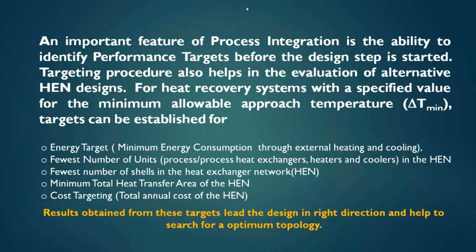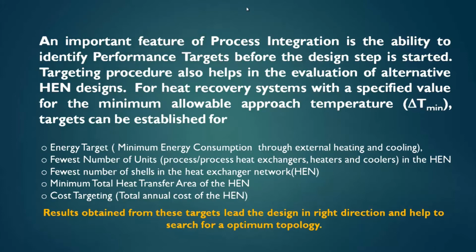The second target is the fewest number of units. Pinch analysis also helps to find out, before the design, what will be the number of units in the heat exchanger network. These units include process heat exchangers, heaters and coolers. So, when we find out the number of units, it is a summation of process to process heat exchangers, heaters and coolers in the HEN.